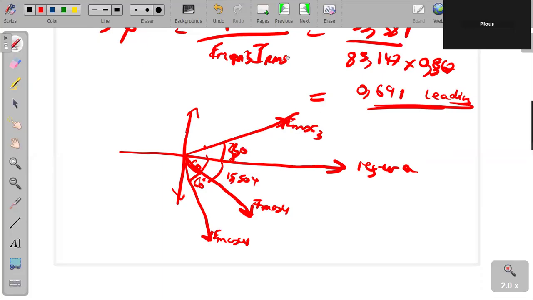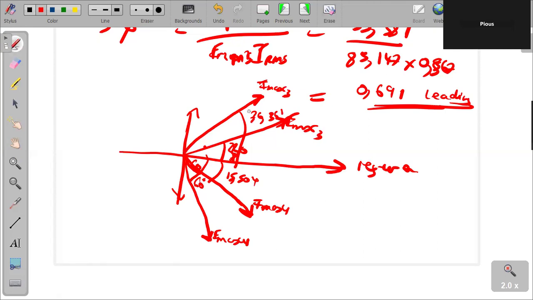Right. Let's go to Imx3. From the expression for the instantaneous current, we got it as 76.361. So we can indicate it also. It's now here. That's our Imx3. So it's going for 76.361.